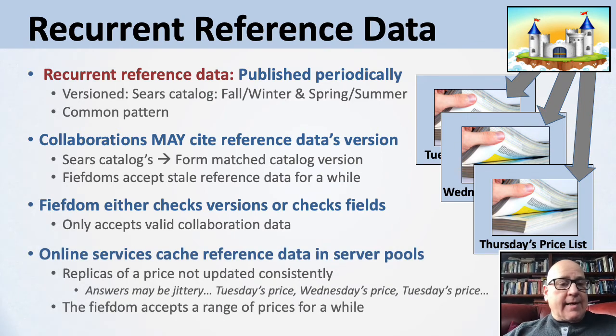Online services, again, cache that reference data in server pools. And so you can see some really funny things. The replicas of a price are not updated constantly. They may be jittery. And as you're rolling out across replicas of the cache in an online system, there's a window of time when you might see the earlier price, the later price, the earlier price, and it settles down and works its way through. And so consequently, the collaboration and the fiefdom will tolerate that variation as things are changing in the reference data.